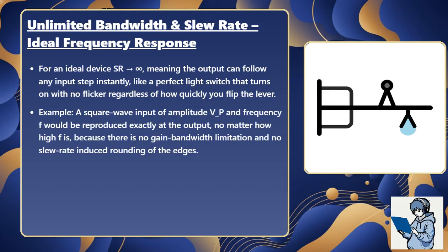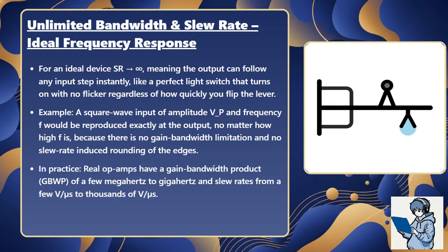Example: a square wave input of amplitude Vp and frequency f would be reproduced exactly at the output, no matter how high f is, because there is no gain bandwidth limitation and no slew rate induced rounding of the edges. In practice, real op-amps have a gain bandwidth product, GBWP, of a few megahertz to gigahertz, and slew rates from a few V per microsecond to thousands of V per microsecond.